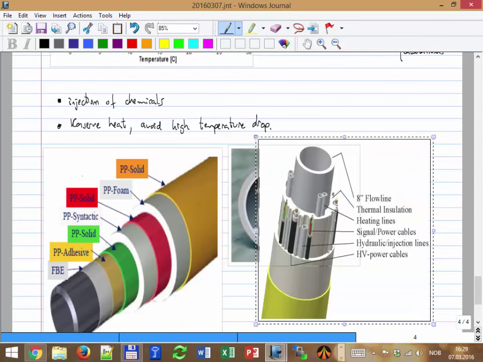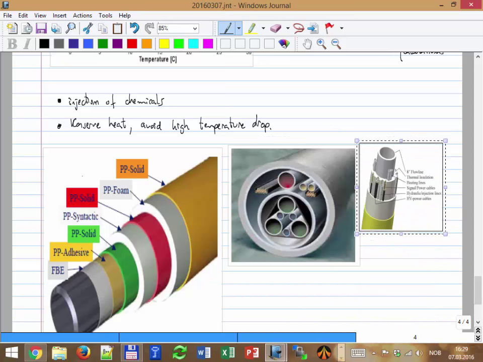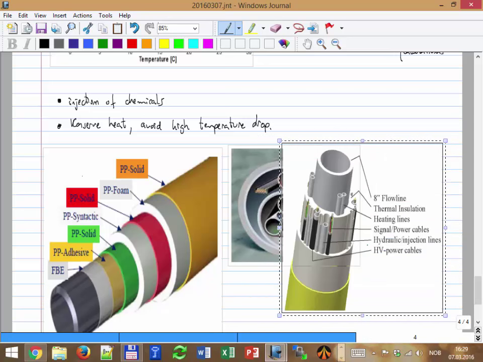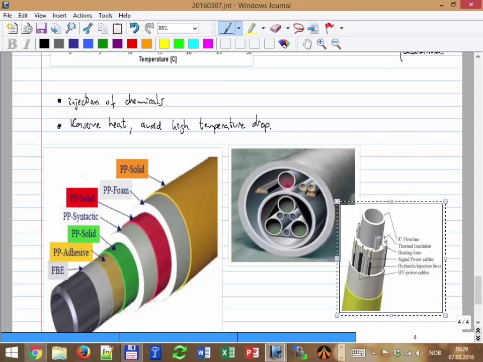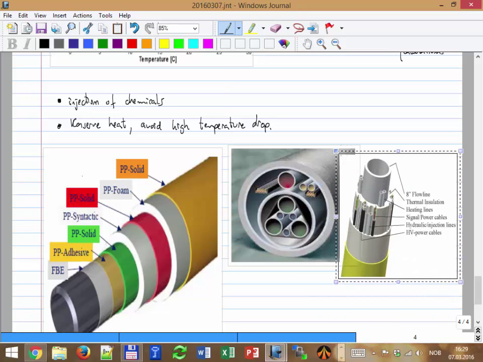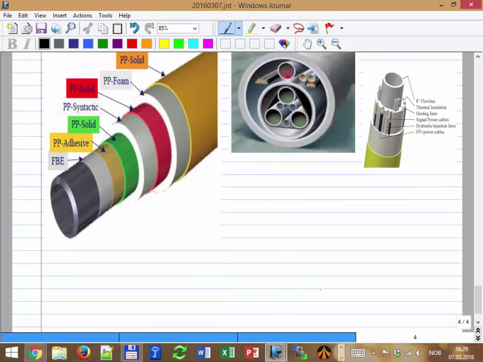Okay, some kind of bundle that has everything: it has the flow line, the thermal insulation, the power cables if you need to connect something that requires power, the hydraulic lines, and also the chemical injection lines. It has everything built in, kind of in a bundle, trying to keep the heat in a better way, to avoid the temperature dropping so dramatically. But of course that's limited.